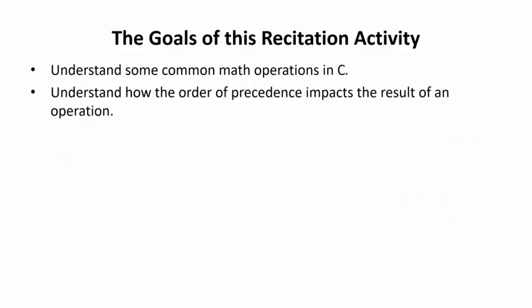Here's what we're going to do. We want to understand some of the common math operations in C. These are everything you would think of: add, subtract, multiply, divide. We also want to take a look at the order of precedence and how it impacts the result of an operation and how we address it when we're actually writing a program.